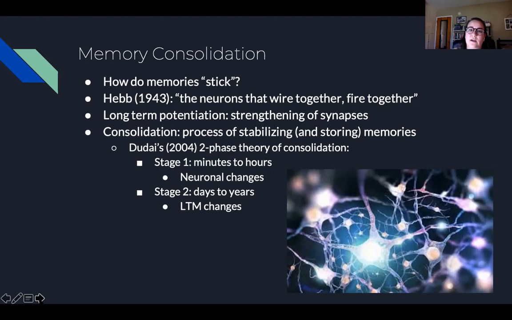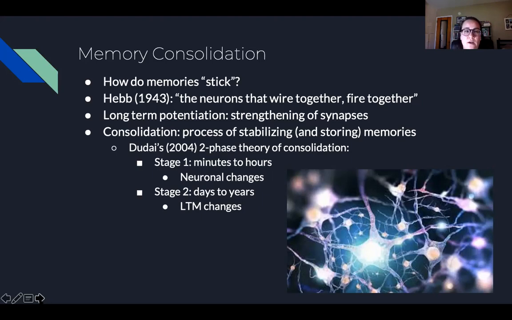And so this strengthening of the synapses that happens at an electrochemical level is called long-term potentiation. I'm not going to go into all the details of it, but this long-term potentiation is the process that helps to strengthen these synapses and helps us have stronger memories and build stronger connections between ideas and events.